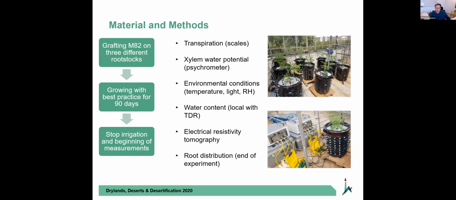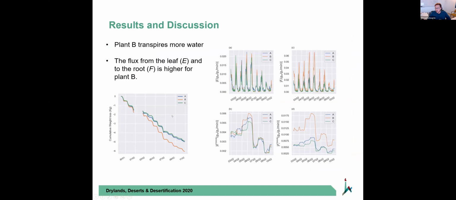We also measure the electrical resistivity, or the electrical resistivity tomography, using the instrument that you can see here. This is the DAS1 system. And eventually, at the end of the experiment, we also measured the root distribution, the shoot biomass, and other properties. So let's have a look at the results.